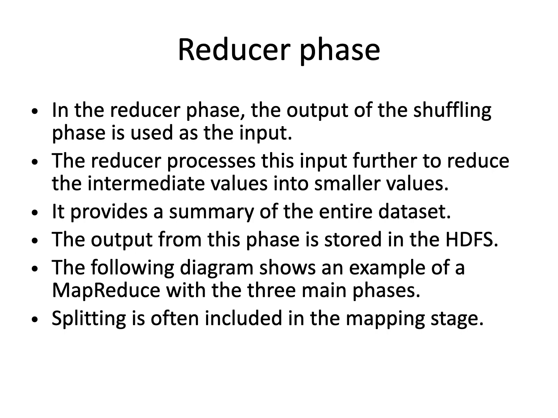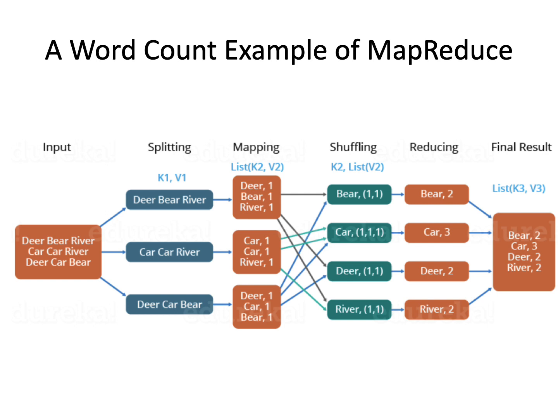And we can see here an example, the word count example of MapReduce. This example shows how these three phases, splitting, mapping, shuffling and reducing, are done in MapReduce. And here is the example of word count.